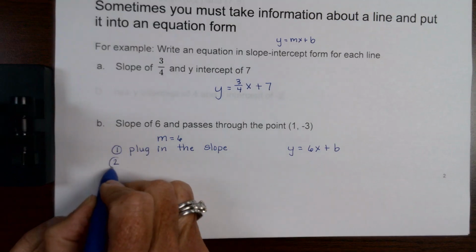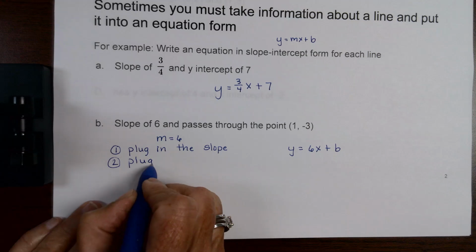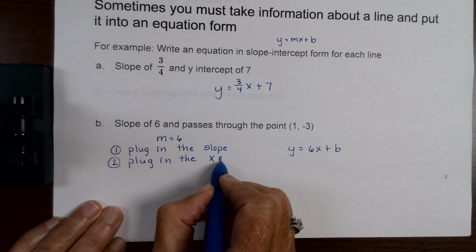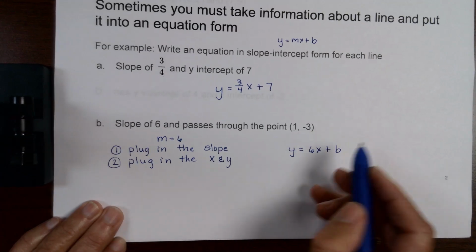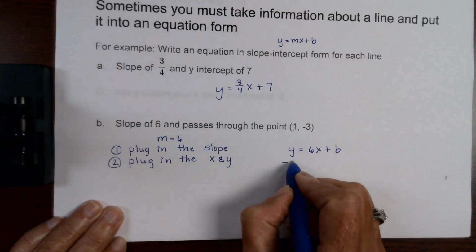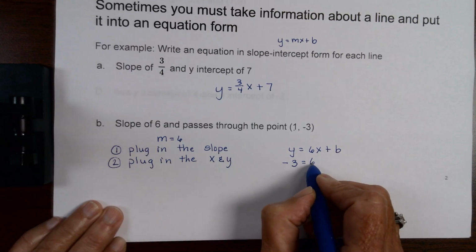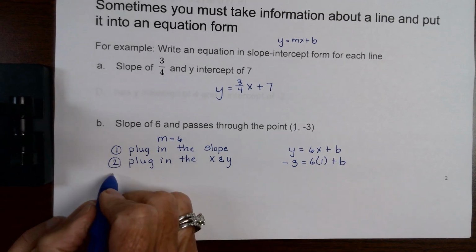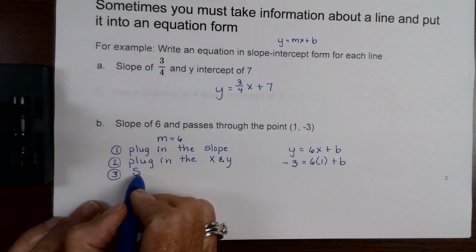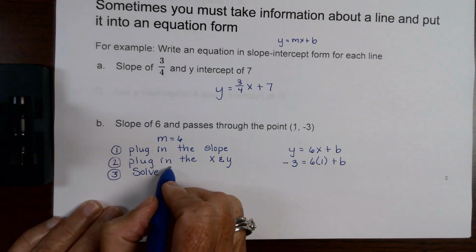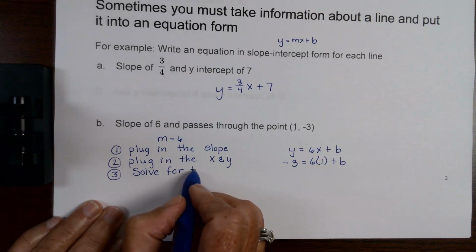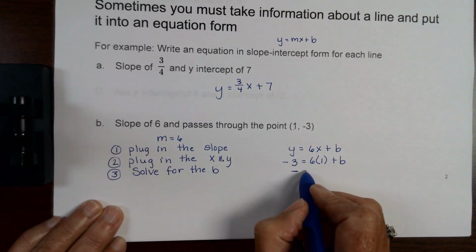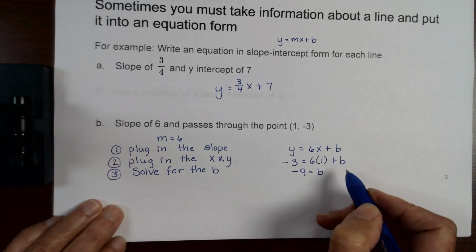The second step is to plug in the x and the y values. Here's my x, here's my y. So y is -3, x is 1. My third step is solve for the b. So I'm going to subtract 6 from both sides and I'm going to get b is equal to -9.